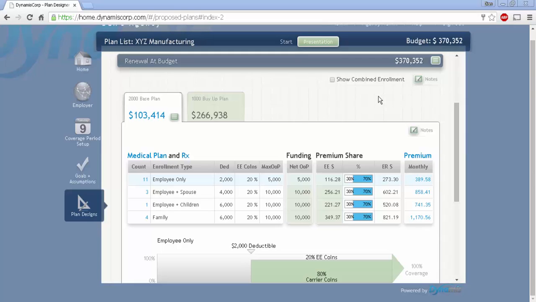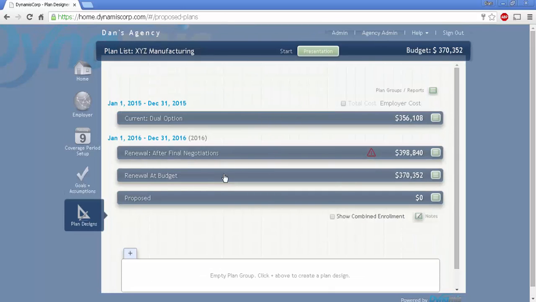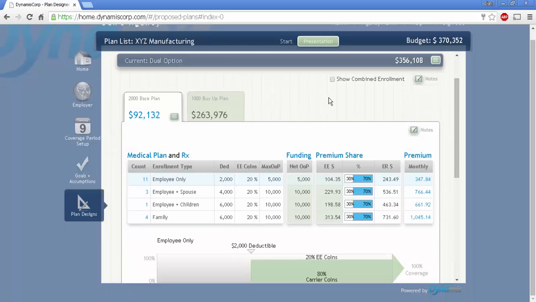Now there's one more concept we really want to talk about before we wrap up the idea of renewal and renewal at budget. And that's the idea of show combined enrollment. All right, I'm going to click on renewal at budget and close it, so I'm back to just my dashboard here. And I'll even go in and open up current. Let's click on the blue bar for current. So every plan group has this option here that says show combined enrollment.